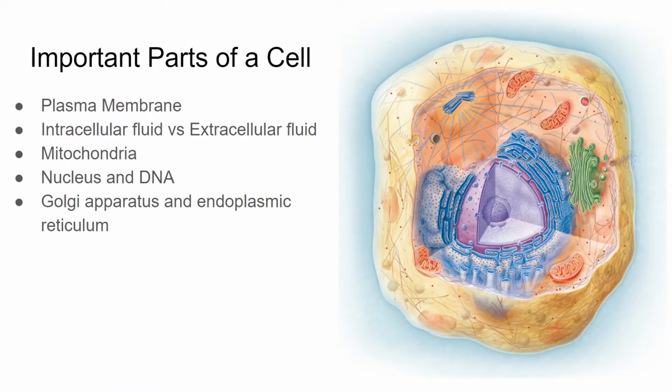Okay. So now that we know what a cell is, let's talk about the important parts of a cell that you will need to understand for our future conversations. Here is a list of the different parts that we are going to discuss. The plasma membrane, that includes a separation from what is intracellular fluid and extracellular fluid, mitochondria, nucleus, and DNA, and then the Golgi apparatus and the endoplasmic reticulum.